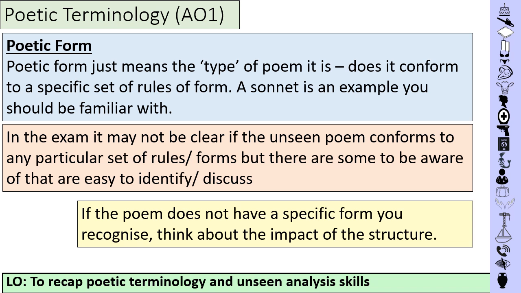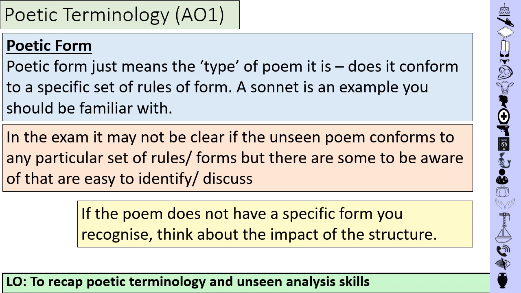So I'm going to briefly go through some terminology. I have no doubt that you will probably know a lot of these. However, I'd rather be safe than sorry, and I imagine you do too. So poetic form, which you must know for all of the seen poems and hopefully the unseen poem as well when you get into the exam, just means what type of poem it is. Does it conform to a specific set of rules? So for example, a sonnet, you should know, has 14 lines and so on, and there are different types of rules depending on the different sonnet.